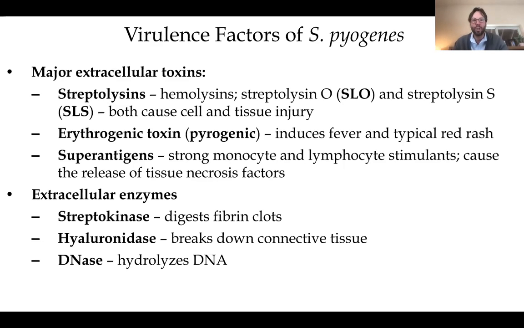So those are the surface antigens. There are also toxins that they release. The streptolysins, which we said were involved in beta hemolysis. It also leads to necrosis, so it breaks down the cells. And when you break down the cells, you damage the tissue that those cells make up.